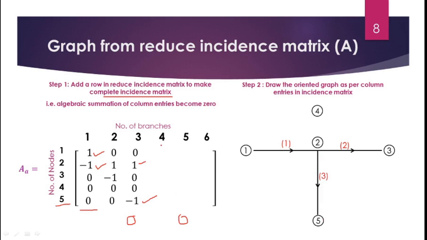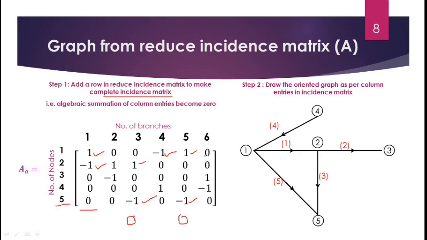Look at the branch 4 column entry. It is present between node 1 and node 4. It is incoming for node 1, outgoing for node 4. So it is coming from 4 to 1. Next, branch 5 is present between node 1 and node 5, incoming for node 5, outgoing for node 1. So 1 to 5. And what about the last branch?